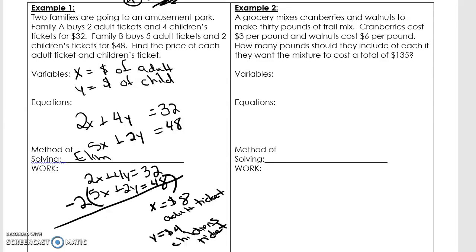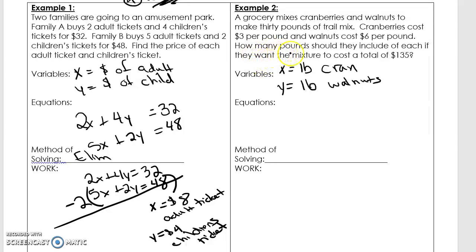All right, so let's start with our variables, x and y. Read that again. Go to the end, go to the question. How many pounds should they include of each if they want the mixture to cost a total of 135? So what are the two things, the each that they're talking about? So x is equal to the pounds of cranberries, and y is equal to the pounds of walnuts.